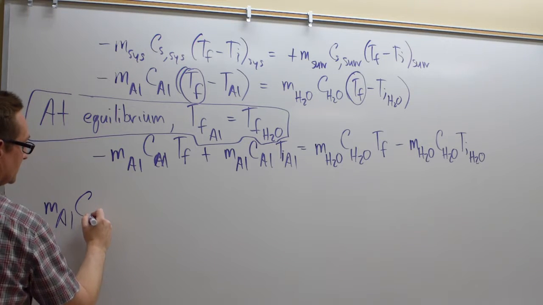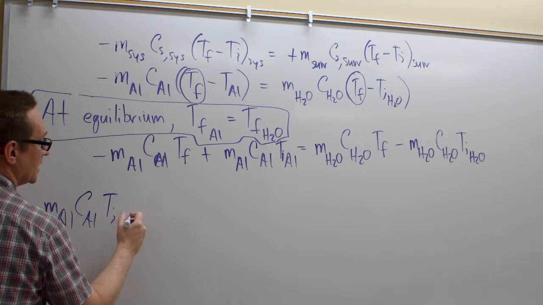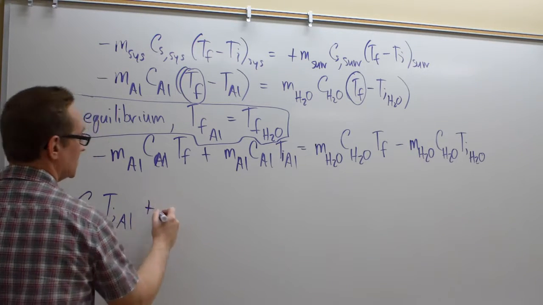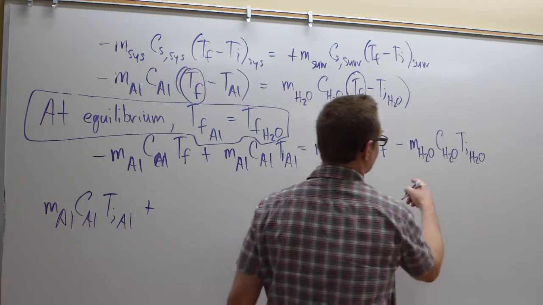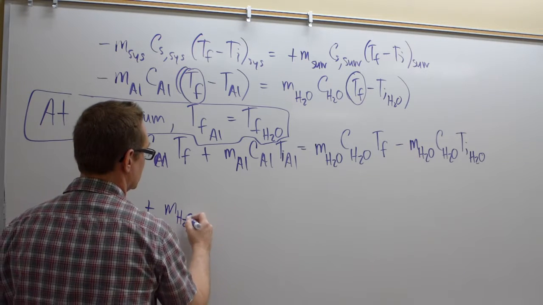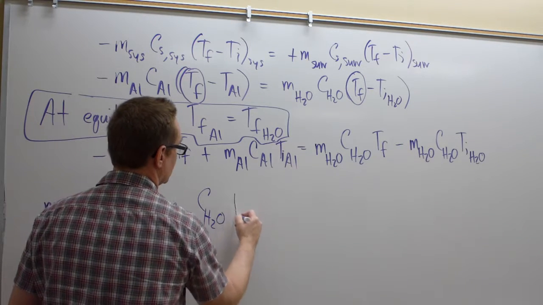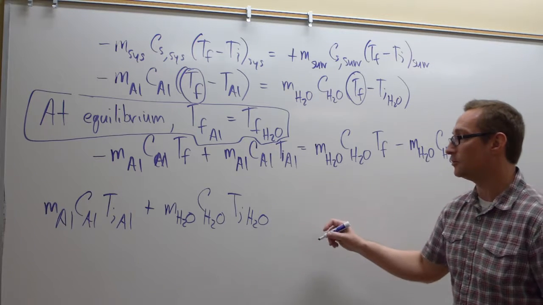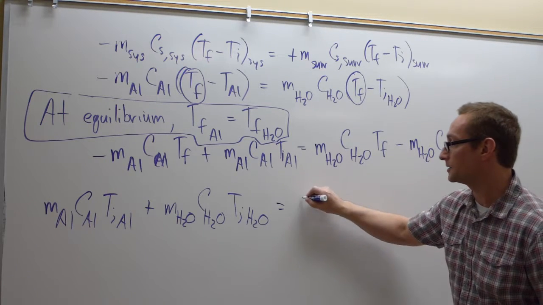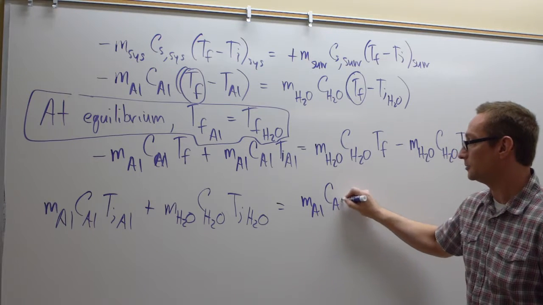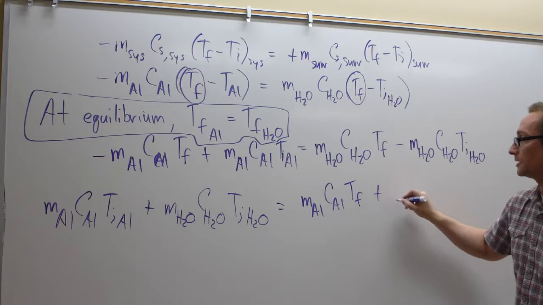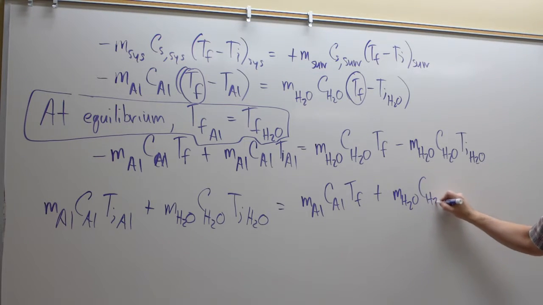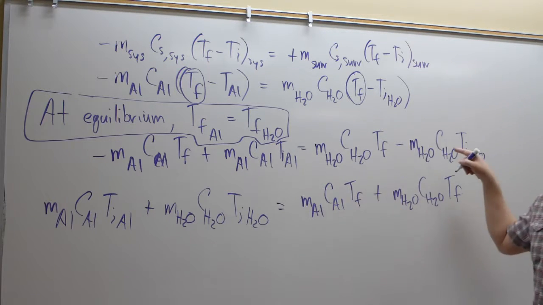aluminum, C aluminum, T initial aluminum, plus we're going to get M water, C water, T initial water. And on the other side we get plus M aluminum, C aluminum, TF, plus M water, C water, TF. So I just added this over there, and I added this over here.